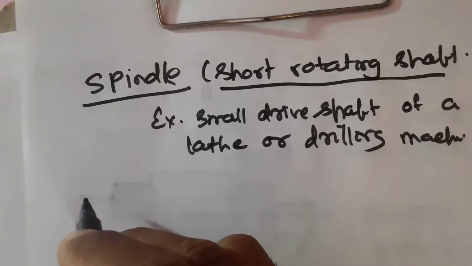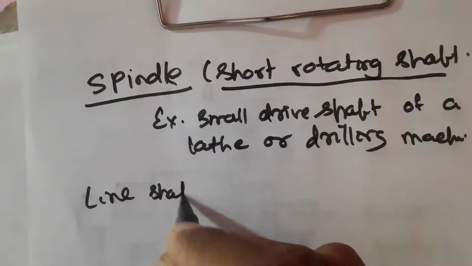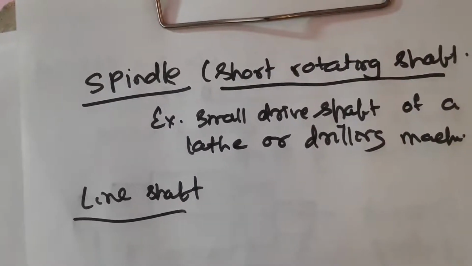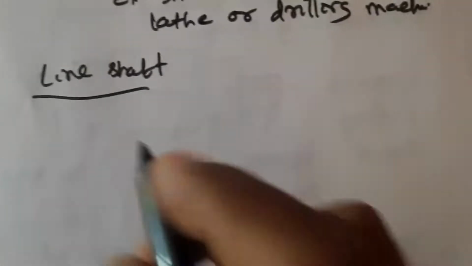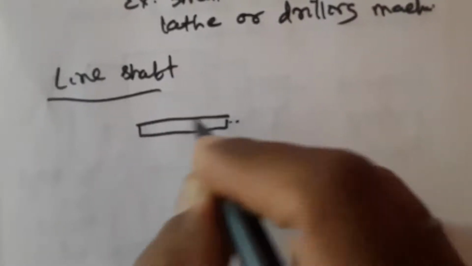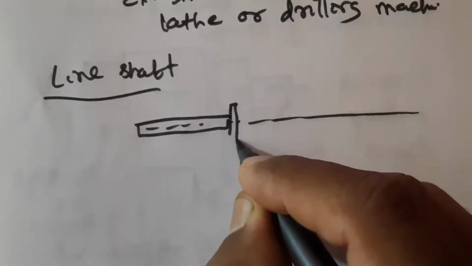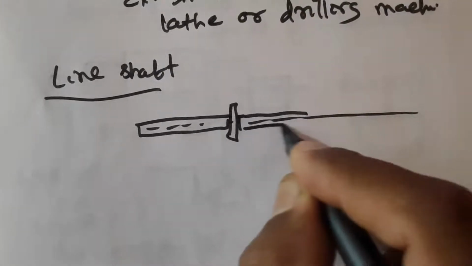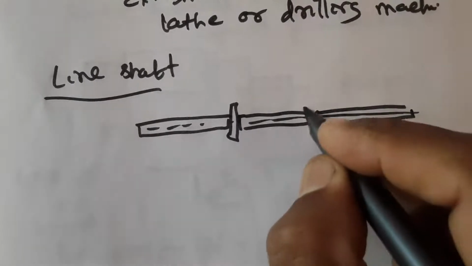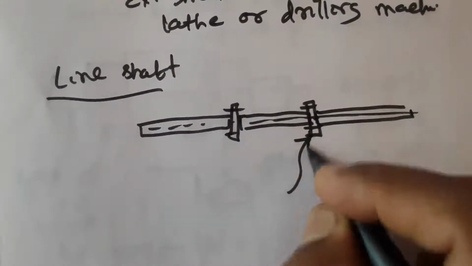Then you have a line shaft. Line shafts are long shafts. In fact, they are short shafts joined having a common axis. They are joined with the help of a coupling. This is another shaft, and they are joined with the help of the coupling.